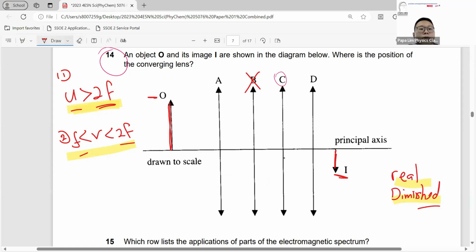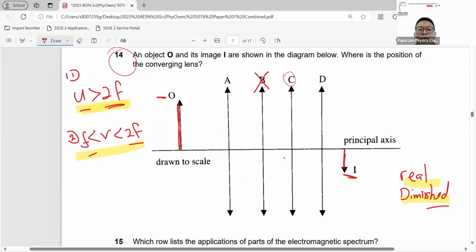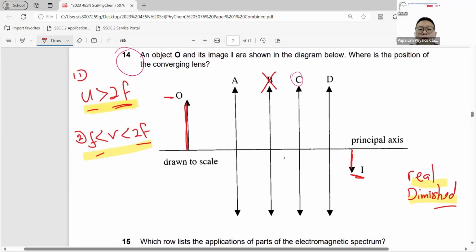Secondly, A won't be the answer, because if you choose A, you'll find that my object is actually nearer to the lens. But based on condition 1 and condition 2, my object should be further away from the lens as compared to the image. The image should be nearer. So that's why option A is out. That leaves us with options C and D. C and D both satisfy the condition whereby the object is further away compared to the image.